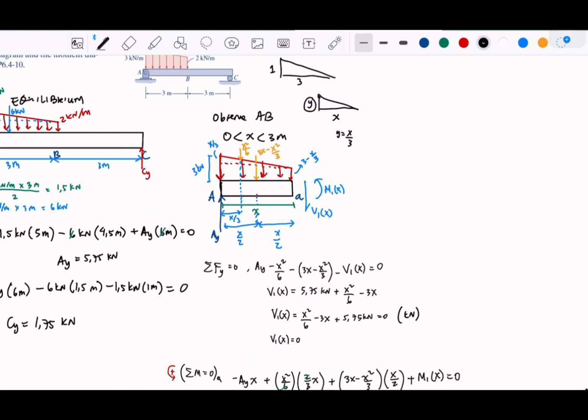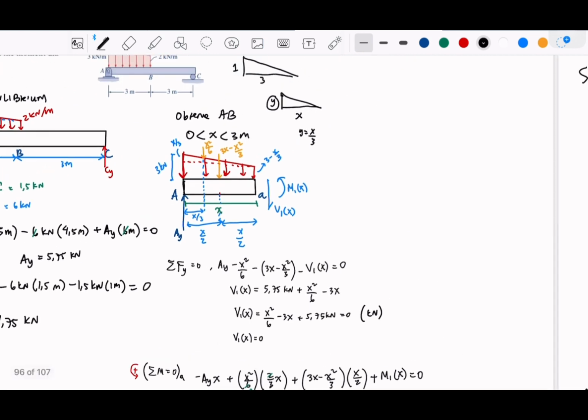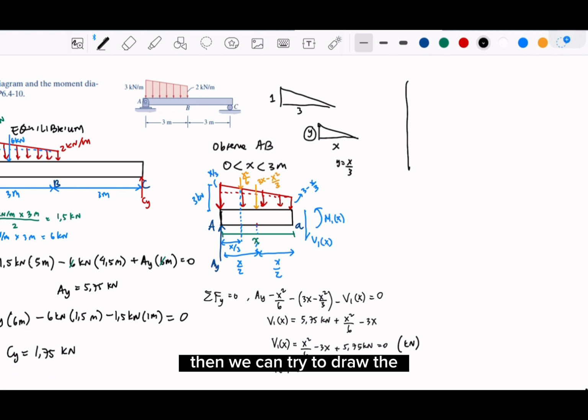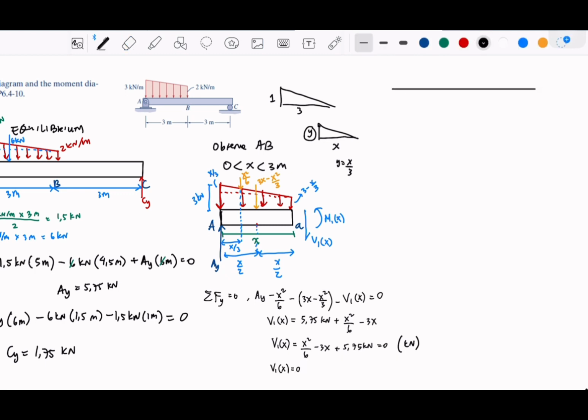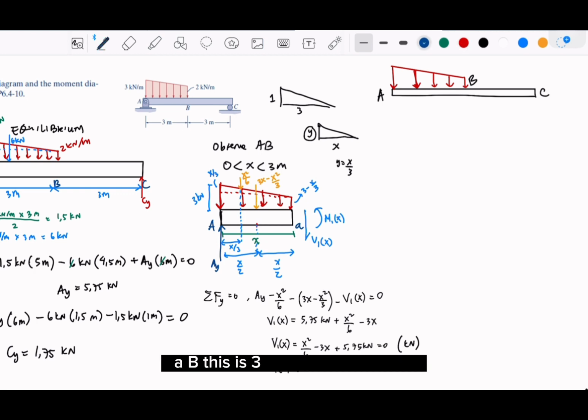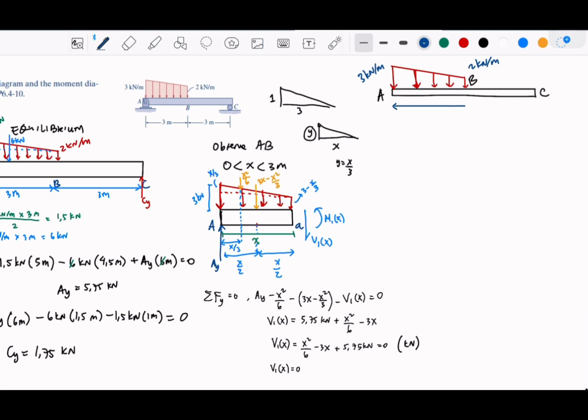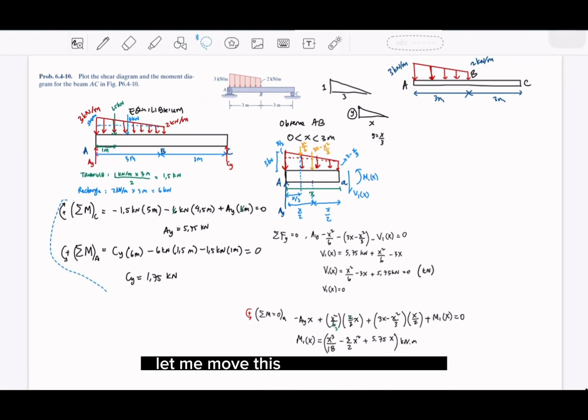Okay. So after all these calculations, all the equations we get, then we can try to draw the diagram. Okay. I think I will draw the picture first. So this is A, C, and B. That will be for AB. This is 3 kN/m. This is 2 kN/m. And this is 3 meter. This is 3. Let me move this a little bit to the left.